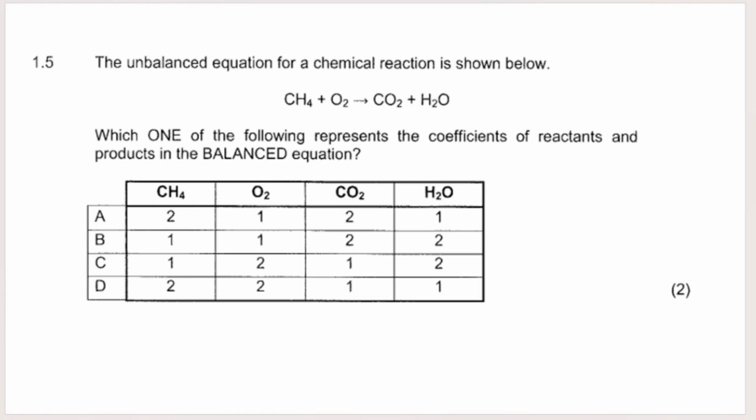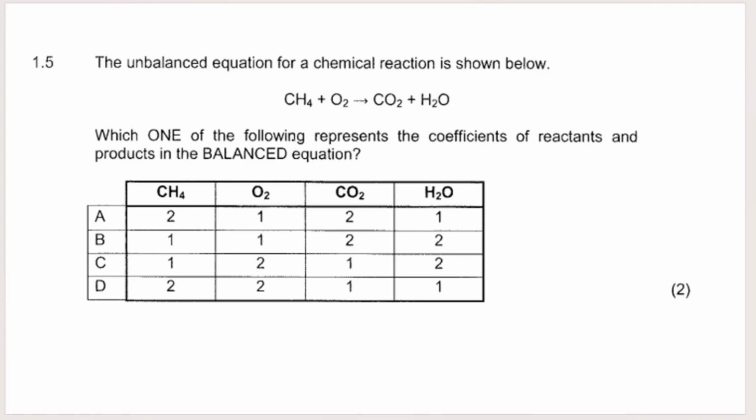The next question, they give you an unbalanced equation of a chemical reaction. We've got methane, which is CH4, reacting with oxygen to form carbon dioxide and water. This is an example of a combustion reaction, just by the way. It's a combustion of alkanes, which you'll learn more about in grade 12.